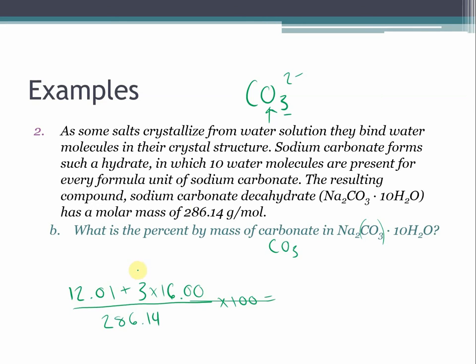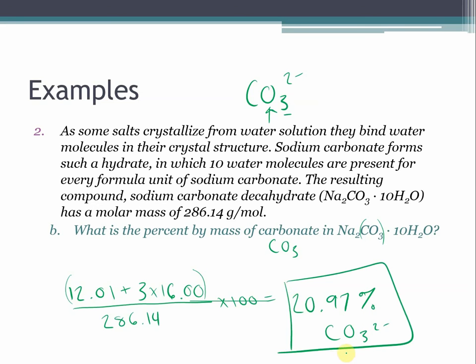Plugging that in very carefully, do it in steps. Do your 12.01 plus 3 times 16 and get an answer, divide it by 286.14, then multiply by 100. If you've done it all correctly, you should get 20.97% carbonate. So same as before, we have more than one atom at a time that we're looking at, but since the thing we are looking for is carbonate, you put the entire mass of all of the carbonate in the top, divide by the total mass of the whole thing, times 100 gets you your answer.